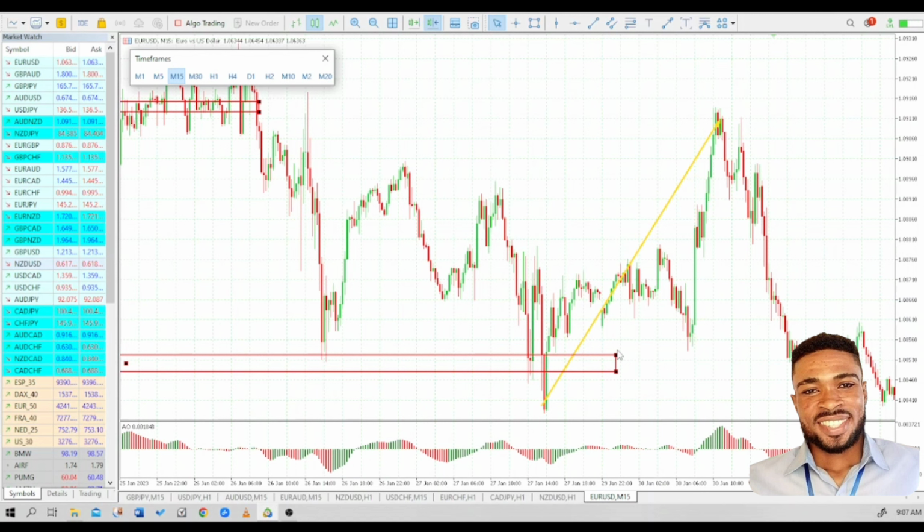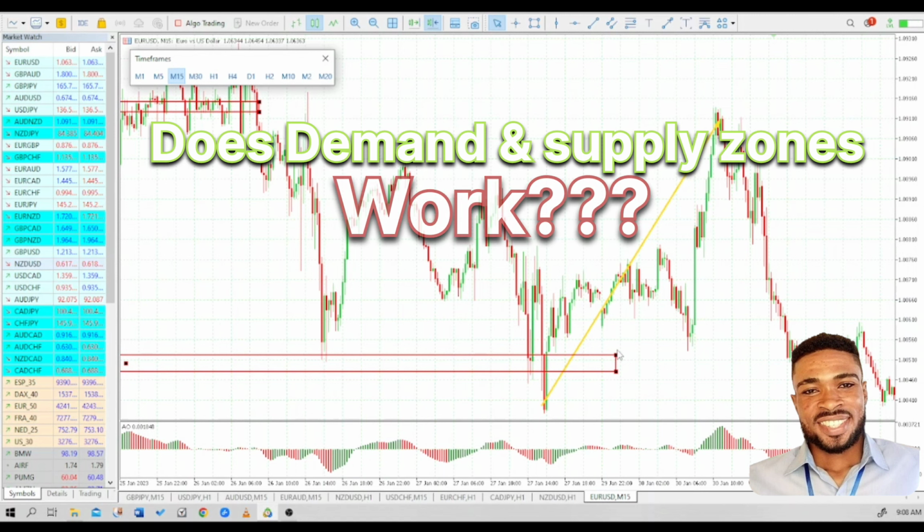So does demand and supply zone actually work? That's the question. Are you supposed to trade demand and supply zones? Can anybody tell me? Does it work?